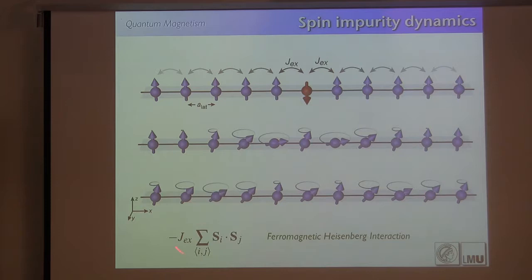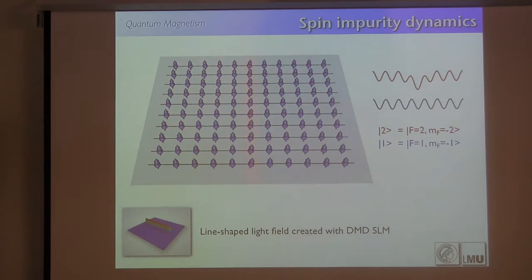The way we do it, you also know now: we shine this line of light, we flip the spins, we make separate lines, and that's what we do at time t equals zero. Then we let the system evolve for a certain time, and then we take a photo. Then we average to get the probability distributions. This is how we do the experiment.